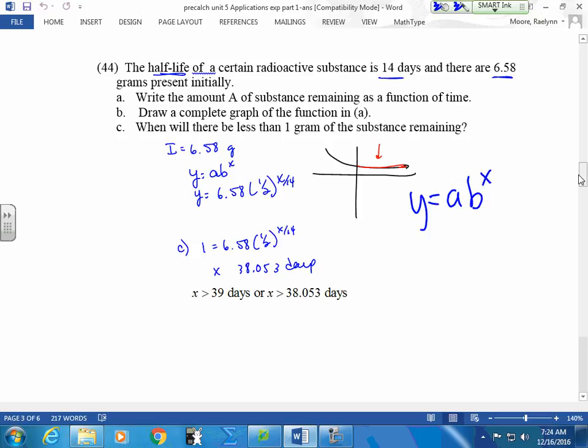Half life. Where does the half go? What letter? B. That's my rate. I'm halving this thing. The half-life is 14 days. So if this is my time, what does that 14 days mean to me? It means every 14, there's my cycle. There are 6.58 grams present initially. What letter is that? Is it the Y or the A? A. This is what we started with.